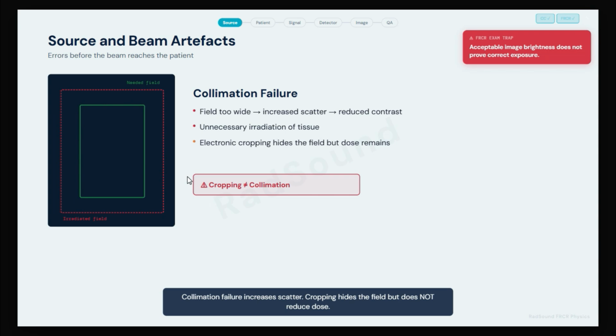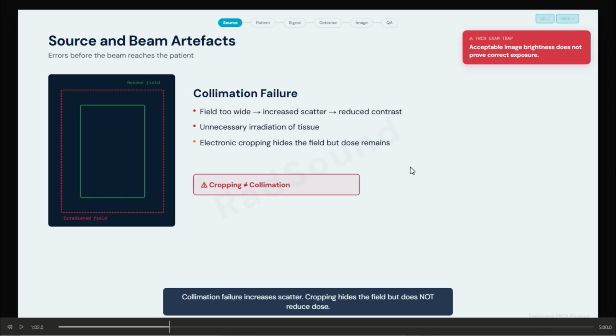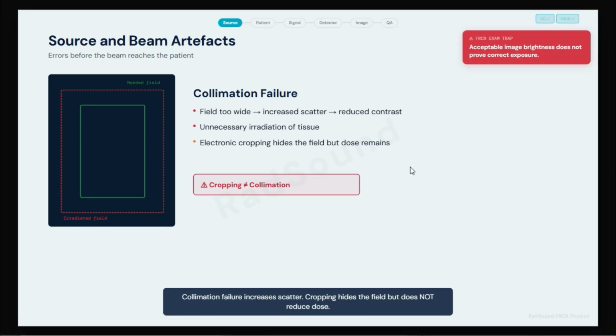It will hide the field, but the dose remains constant because you have already captured the image. So cropping hides the field, but does not reduce the dose. The remedy for collimation failure is to collimate as tightly as possible to a region of interest before exposure. Electronic cropping cannot undo what was not done before, so you should start by doing proper collimation.